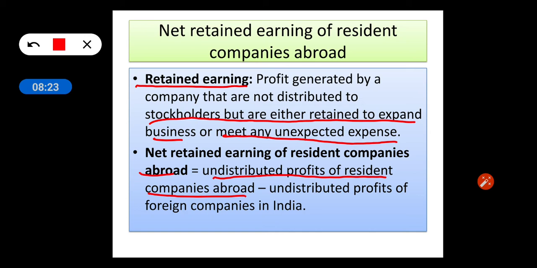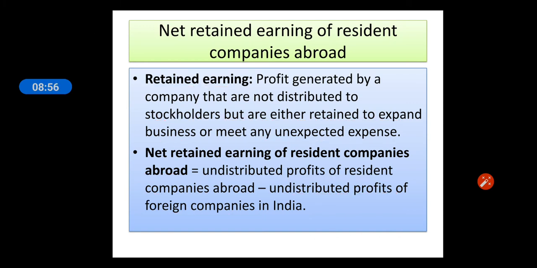Now we can say that undistributed profit of Indian Oil Corporation or Reliance Company which are operating abroad, minus undistributed profit of foreign companies in India, or we can say like undistributed profit of Yamaha, Maruti Suzuki, Toyota, which are operating in India, is your net retained earning of resident companies abroad. So these are your components of NFIA.